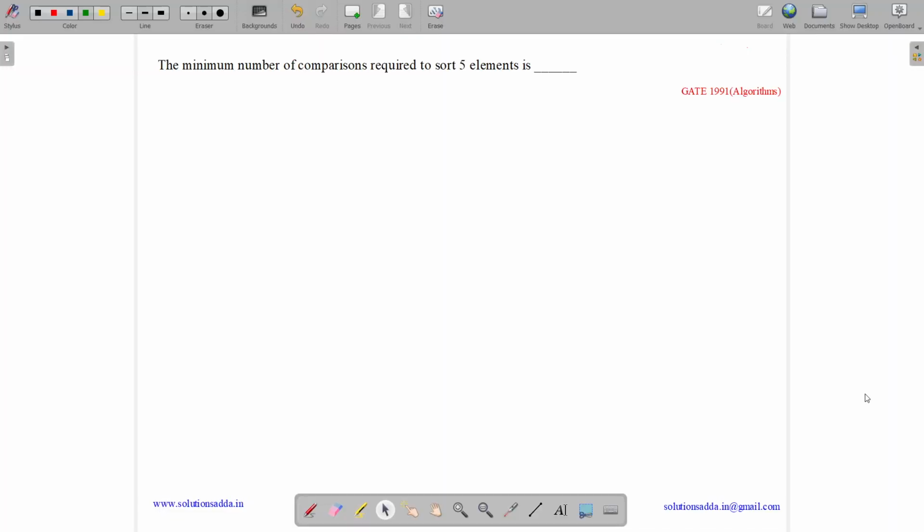This question belongs to the algorithm subject and was asked in GATE 1991, and the topic name is sorting. The question states: the minimum number of comparisons required to sort 5 elements is. So suppose we have 5 elements, let us suppose A1, A2, A3, A4 and A5.